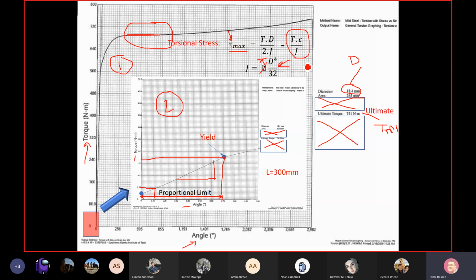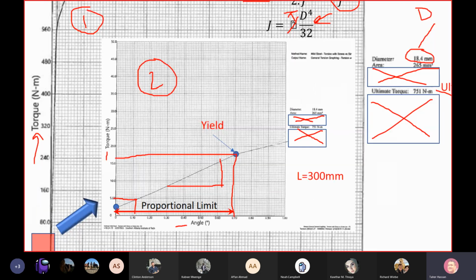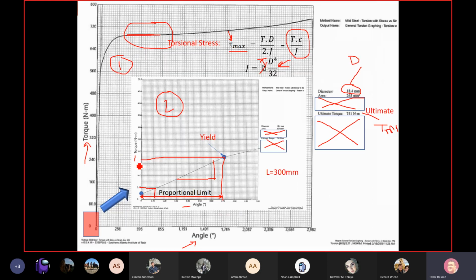Now, the lab is asking you to find the tau for 2 points on the yields, and you can see here is the yield point, and you know the torque here is about 17.5 Newton meter. And also it's asking you to find the tau at the failure. So how can I find the maximum torque? Anyone can tell me where I can find the ultimate torque? Anybody can look at my screen and tell me how much my ultimate torque is? 751 Newton meters. Yes, sir.